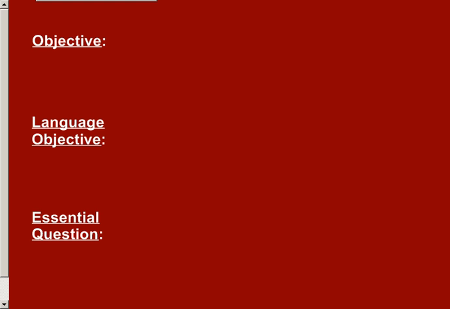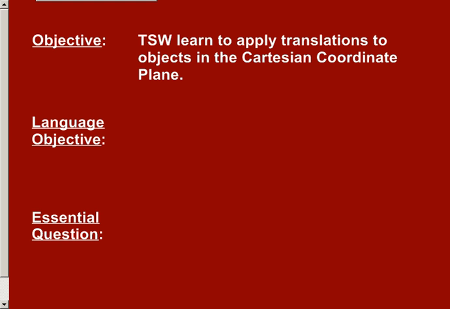Let's take a look at our objectives. Your stated objective for today is the student will learn to apply translations to objects in the Cartesian coordinate plane. Now, you've worked with translations plenty of times before over the years. Not too difficult to deal with them out in just a plain old sheet of paper, but in the graph, a little bit of a different challenge in some instances. We'll take a look at that.